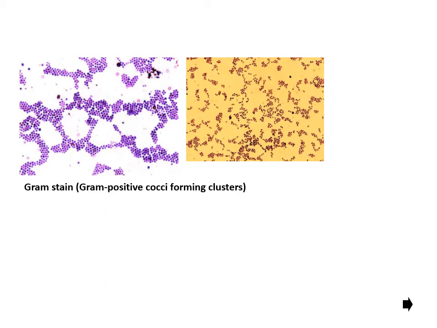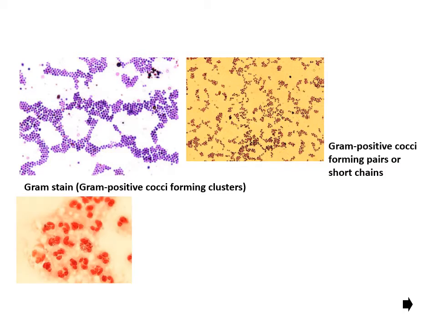This is another picture, although the background is a little bit yellowish, but these are also gram positive cocci. This time the arrangement is not clusters, they are actually in pairs or in small or short chains.